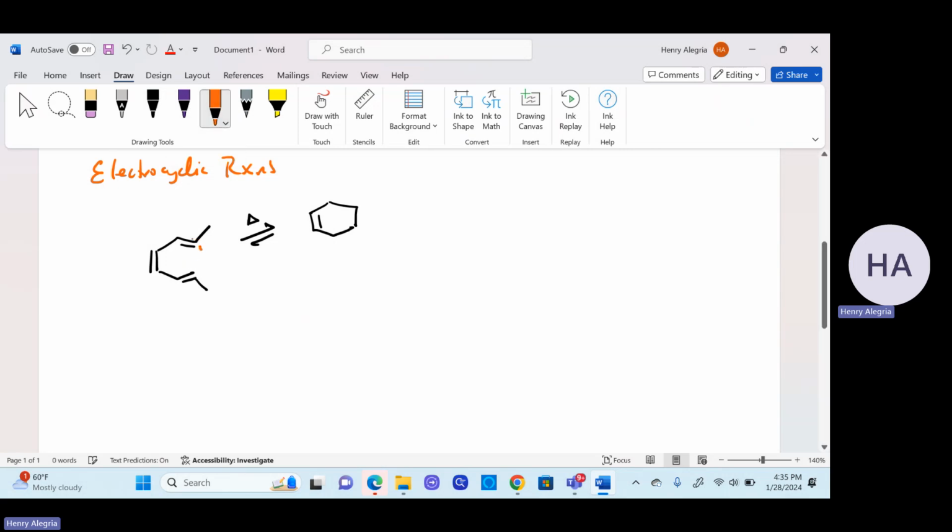I'll keep tabs here. 1, 2, 3, 4, 5, and 6. You can say 6 forms a bond with 1, pi bond moves over, pi bond moves over. So that means what I have is this is 1, this is 2, this is 3, this is 4, this is 5, and this is 6. The question, of course, becomes, and how do these two end up relative to each other on that six-membered ring, right? Do they end up cis to each other or trans to each other?